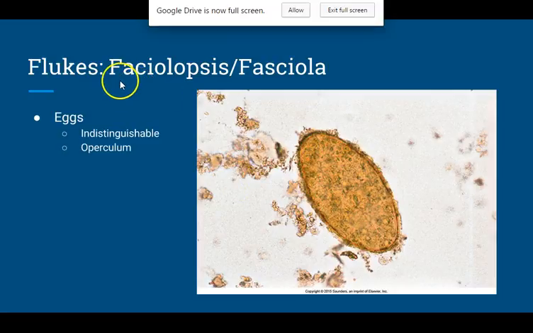Okay, these are the flukes. This is a flatworm in the trematode family, and the flukes are Fasciolopsis and Fasciola. And the eggs of these two are indistinguishable. So in lab, you just say these are fluke eggs because we can't tell the difference between those. They're indistinguishable, and they have an operculum, and I can't even hardly tell where the operculum is, maybe right here, and that's a cap-like lid that's found.